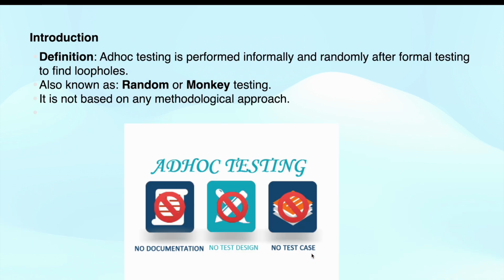So today we will learn about Adhoc testing. So let's get started. Adhoc testing is a type of software testing that is performed informally and randomly after the formal testing is completed to find any loophole in the system. It is also known as random or monkey testing.